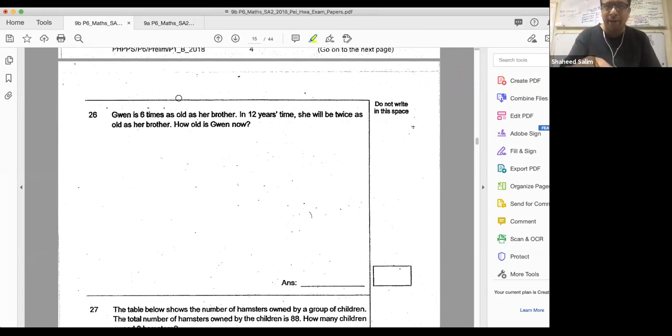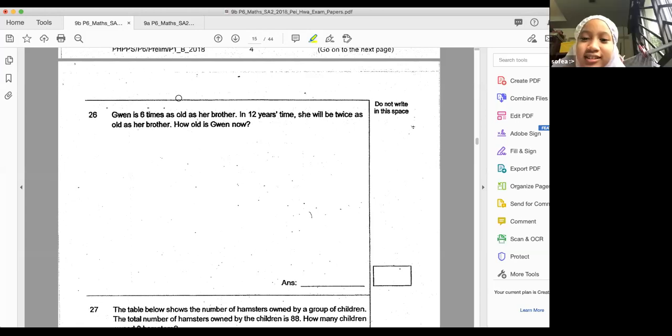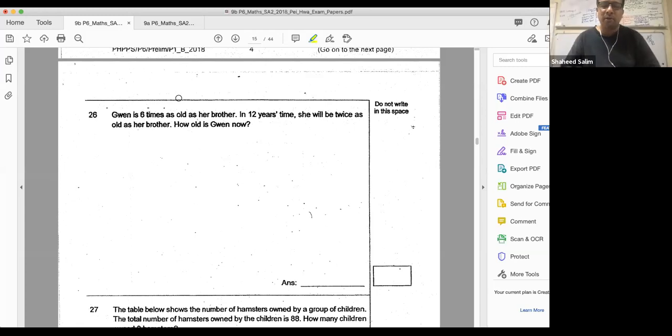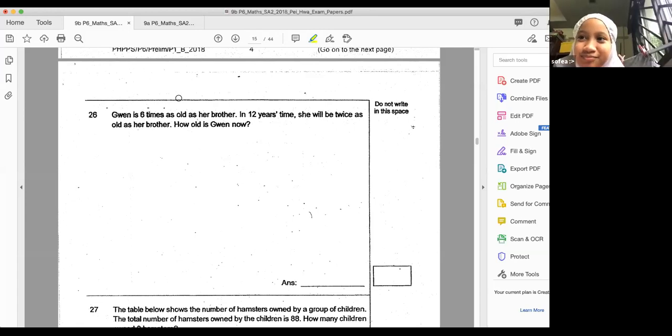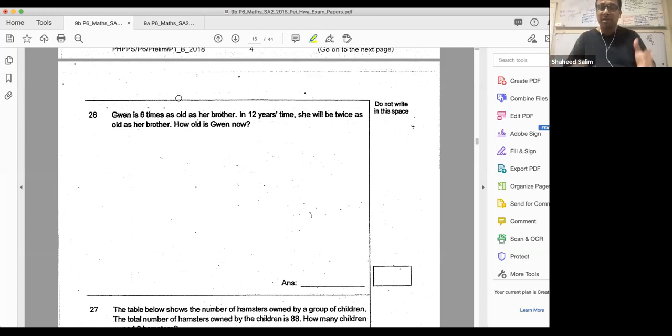Like the difference between your age and your mother's age, or your father's age, never changes. So if you are 100 years old, Sophia, your mother will be? 129. Yes. So that's a constant. So down here, the difference in age is the constant. Your model must show that. If your model doesn't show that, that's it.